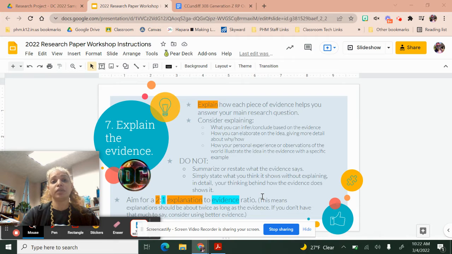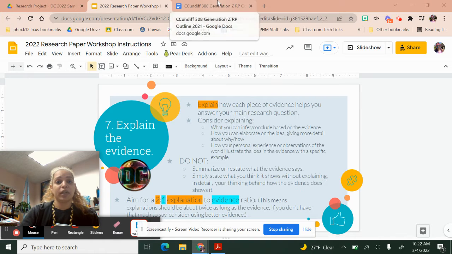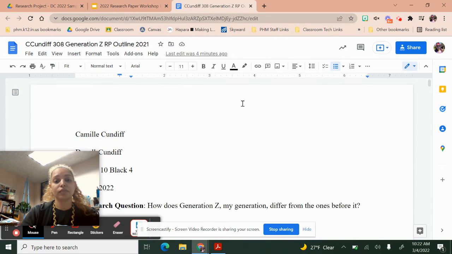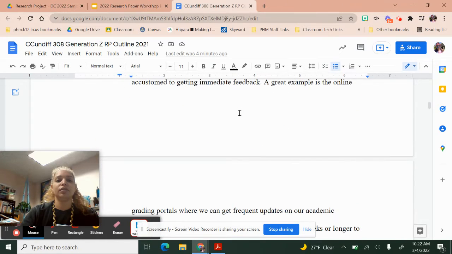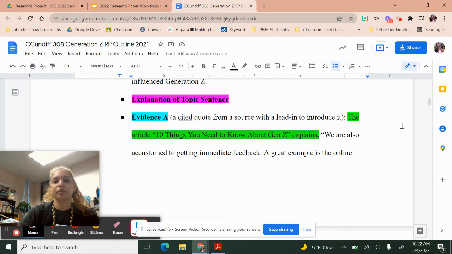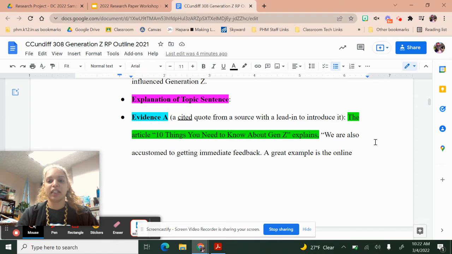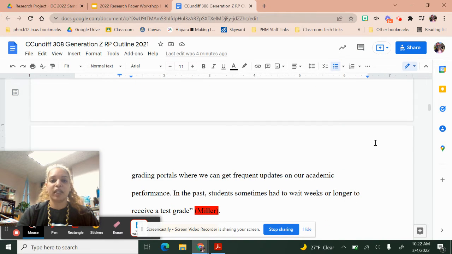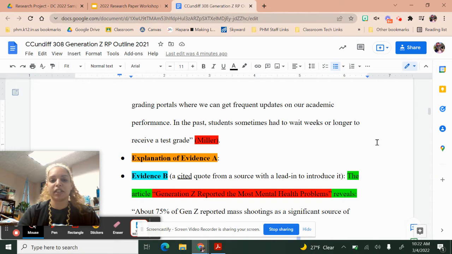All right, so with all those ideas in mind, I'm going to start showing you how this works out in a real paper. So again, we're starting in our outline, and we're going to go down to the first quote, which will be evidence. Evidence is blue. So I have the article 10 Things You Need to Know About Gen Z Explained. We are also accustomed to getting immediate feedback. A great example is online grading portals where we can get frequent updates on our academic performance. In the past, students sometimes had to wait weeks or longer to receive a test grade.